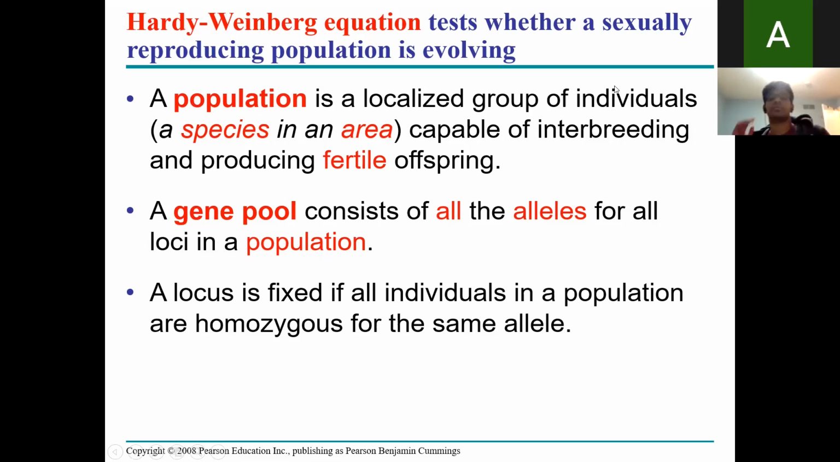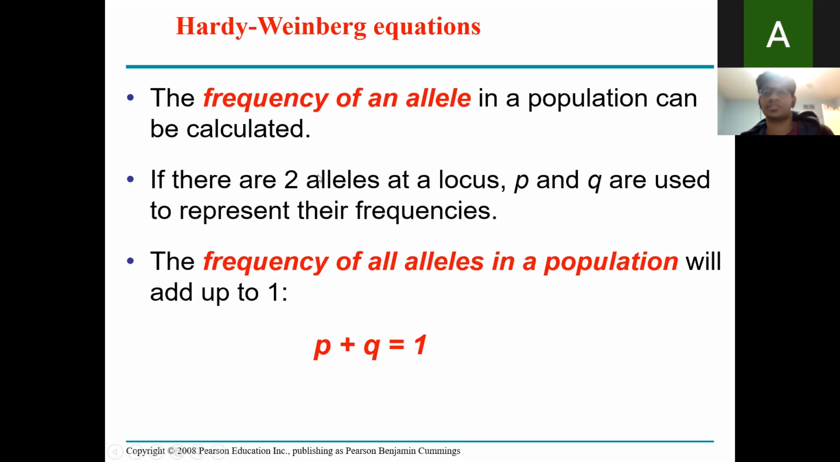A population is defined as a localized group of individuals capable of interbreeding and producing fertile offspring. A gene pool consists of all alleles for all loci in a population. For example, if there are three alleles for petal color, one that makes it white, one red, and one pink, those are the alleles in the gene pool. A locus is fixed if all individuals in a population are homozygous for the same allele, which just means they all have the exact same allele for that trait.